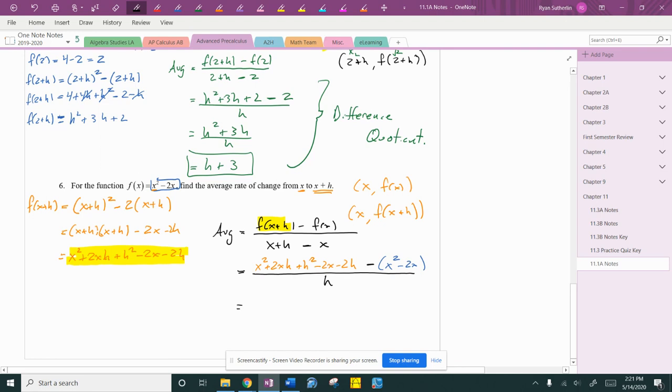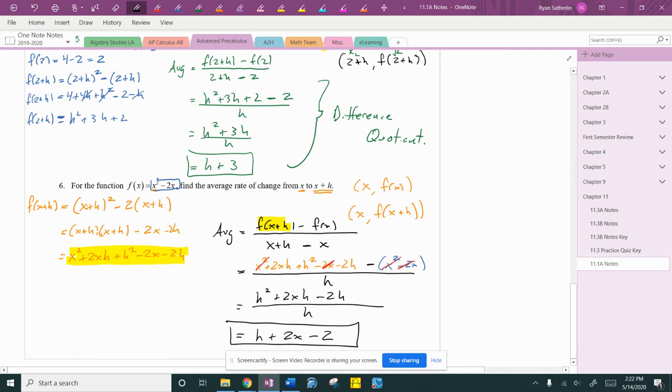Now let's see what simplifies here. Notice x squared minus x squared, that goes away. Negative 2x minus negative 2x, that goes away. So what am I left with? I'm left with h squared plus 2xh minus 2h all over h. And now everything has an h, so this simplifies to h plus 2x minus 2.